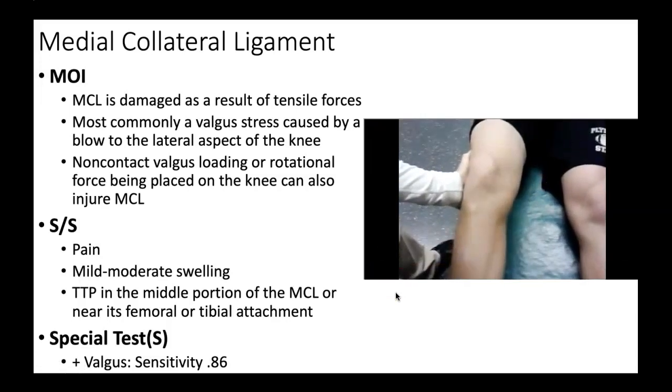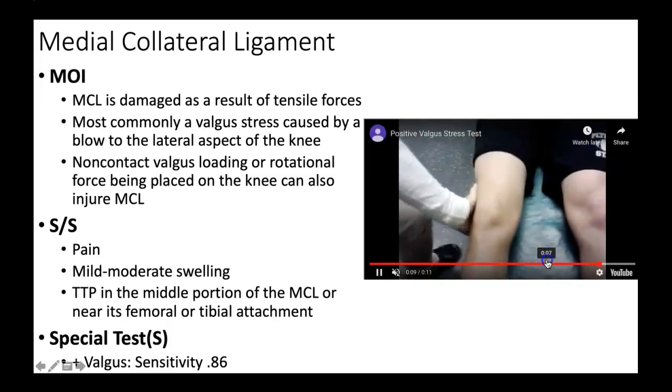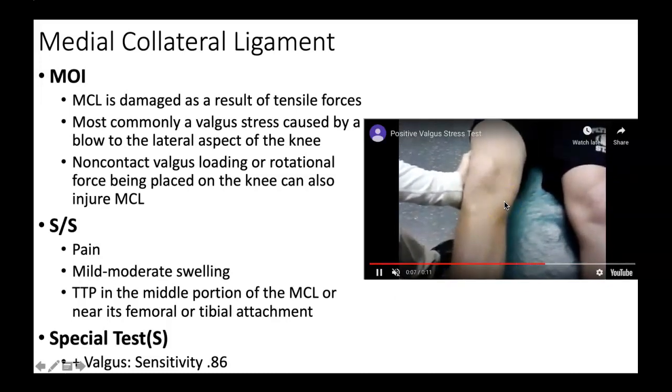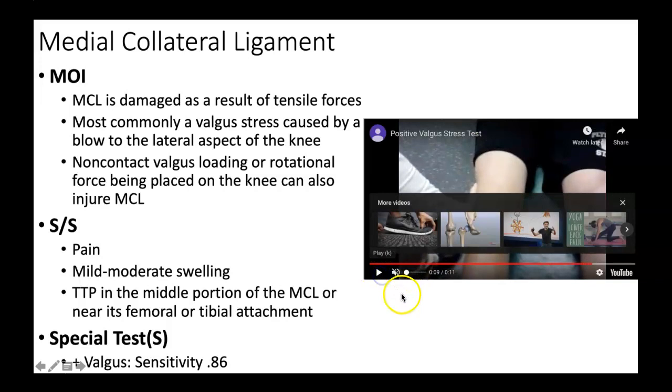As you perform it, you can see that tibia opening up, right? Did you see that? We'll do it again. That was quick. The tibia opening up. See it opening up? That would be a positive valgus stress test. Okay, you guys?